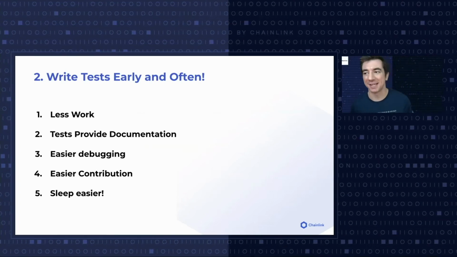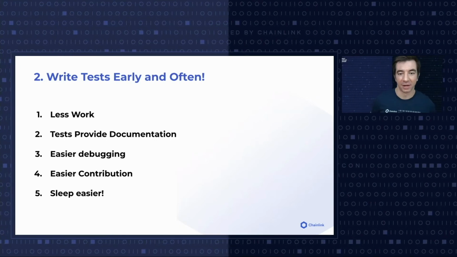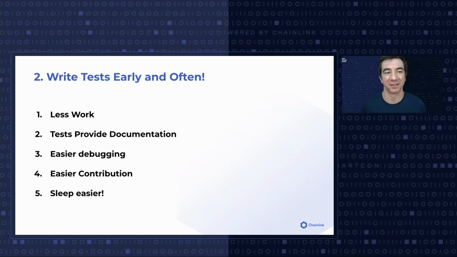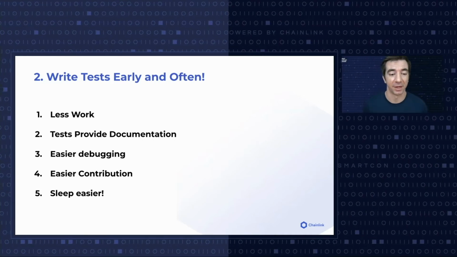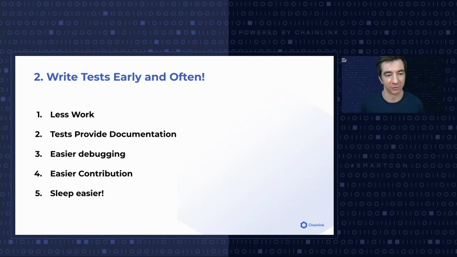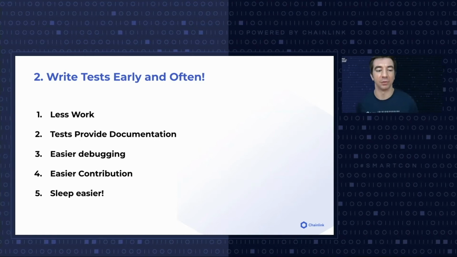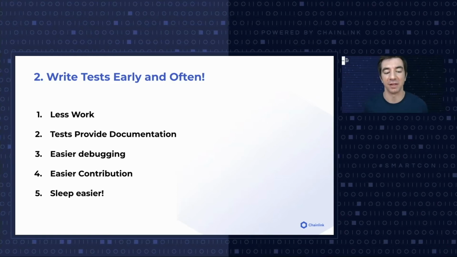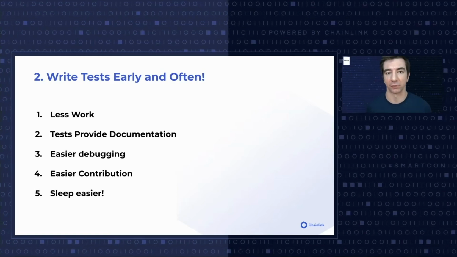Next, writing tests early and often. This is a tip that applies to everybody in software engineering. However, it provides benefits specifically for smart contract development, right? So you're going to have to do less work. These tests provide documentation. You're going to have easier debugging, easier contribution, and you'll sleep easier.